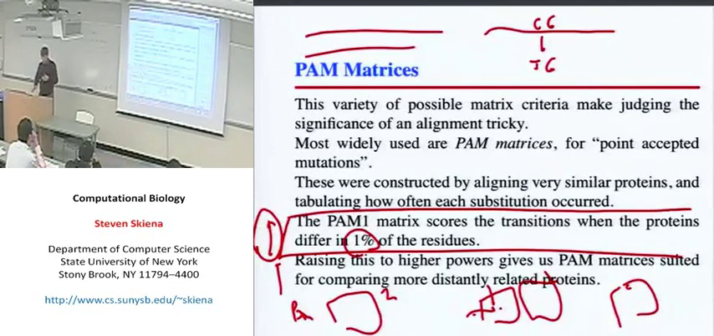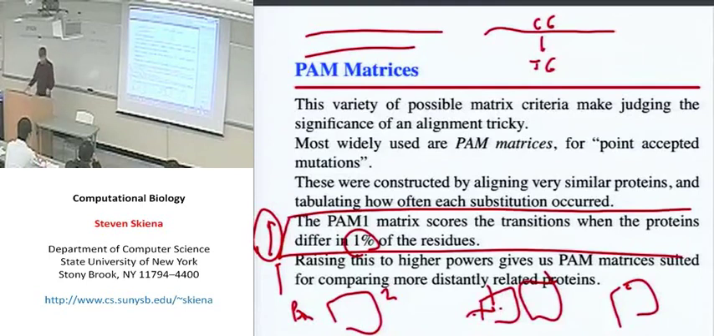But the claim is that if you want to align more distant proteins, aligning using a matrix where the cost of going between two different residues is cheaper makes more sense. And this is the way that you might construct such a matrix. Any questions about that? Okay?